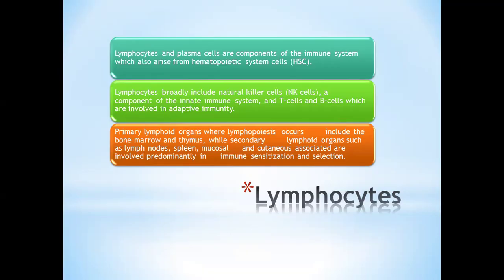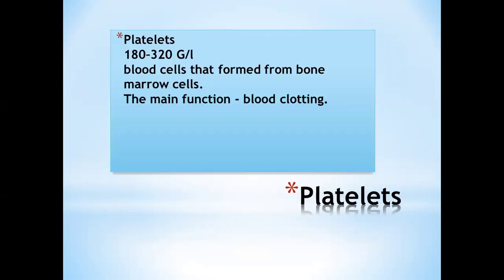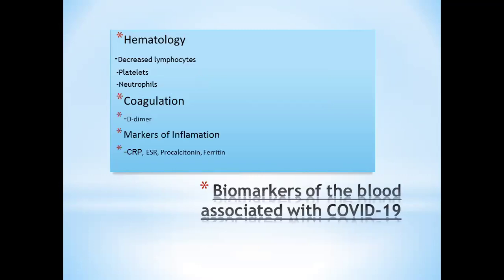Primary lymphoid organs, where lymphopoiesis occurs, include the bone marrow and thymus, while secondary lymphoid organs such as lymph nodes, spleen, and mucosa and cutaneous associated tissues are involved predominantly in immune sensitization and selection. Next, about platelets. Platelets are blood cells formed from bone marrow cells. Main function: blood clotting.